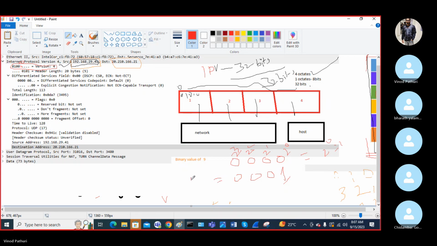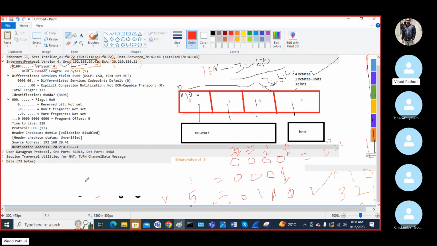So in the same way, if you want to represent, for example, 5. For number 5, what will be our binary code? 2 power 0 is 1, 2 power 1 is 0, 2 power 2 is 1. So 101, that is our binary value for 5.